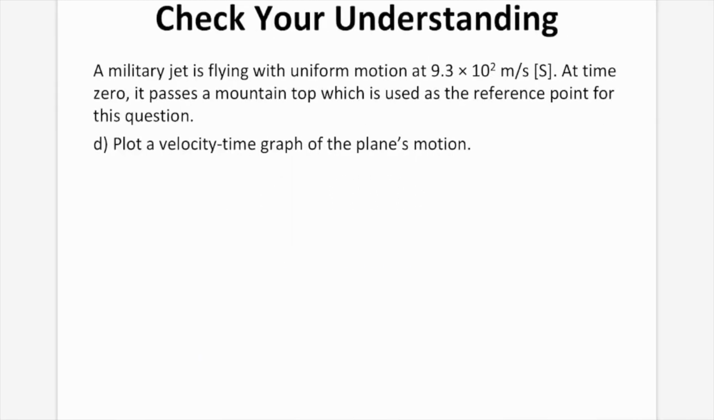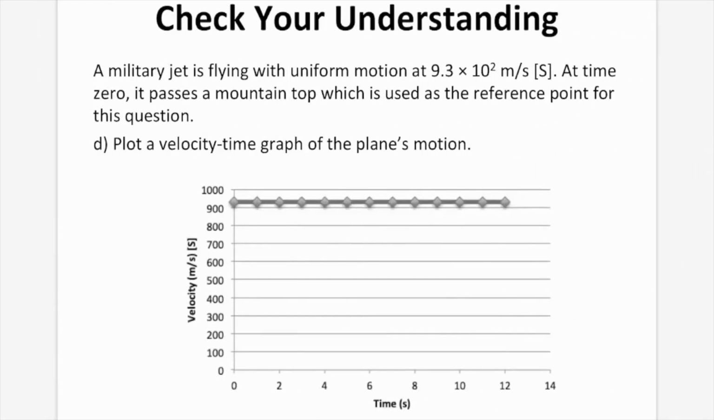D. Plot a velocity time graph of the plane's motion. So I want you to pause the video and plot the velocity time graph for the plane. Okay, so here's our graph. You can see we have velocity in meters per second south on our y-axis, time on our x-axis, and we have our value of 930, and it goes straight across because we have constant velocity.